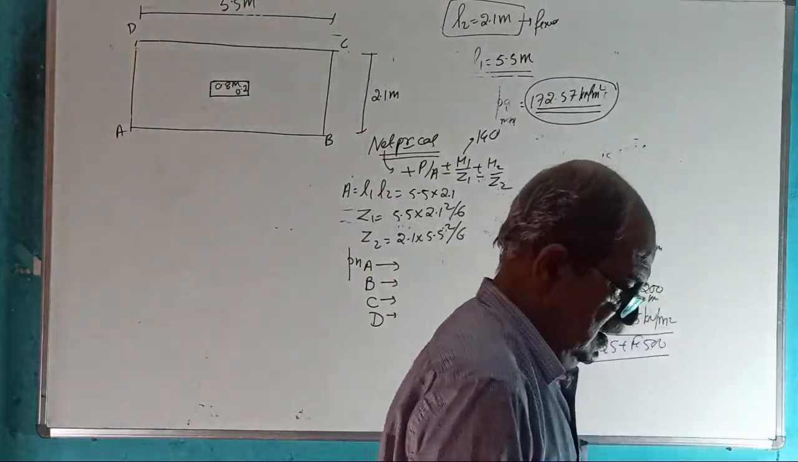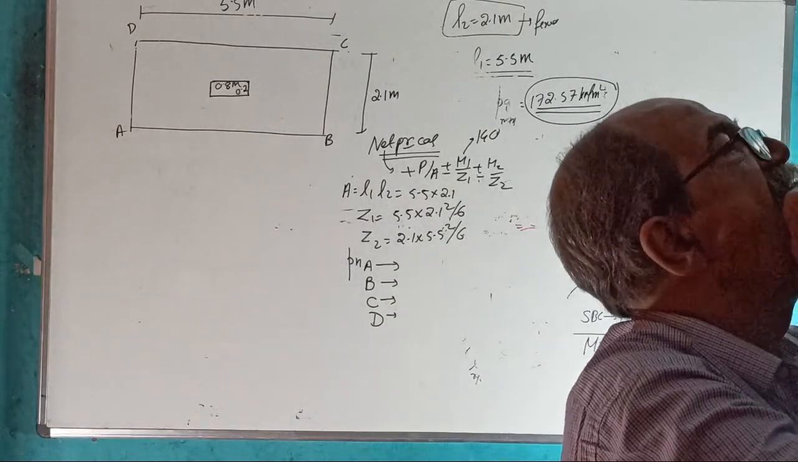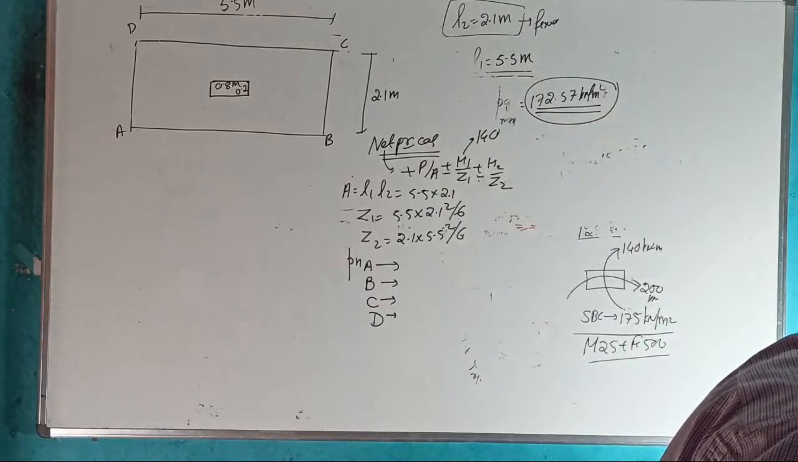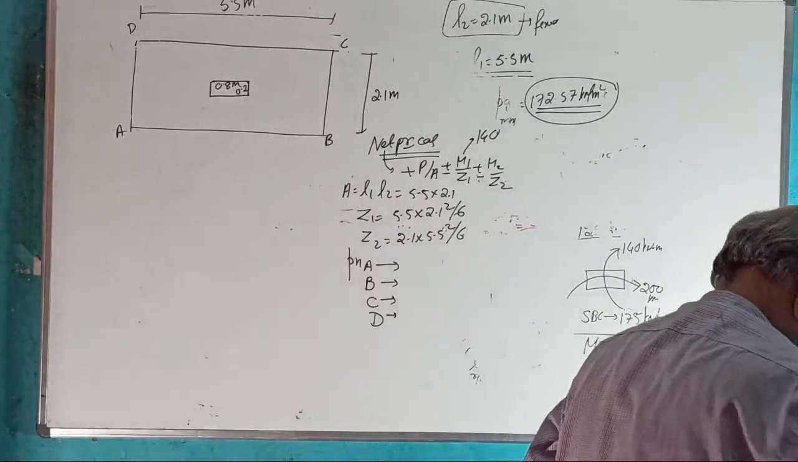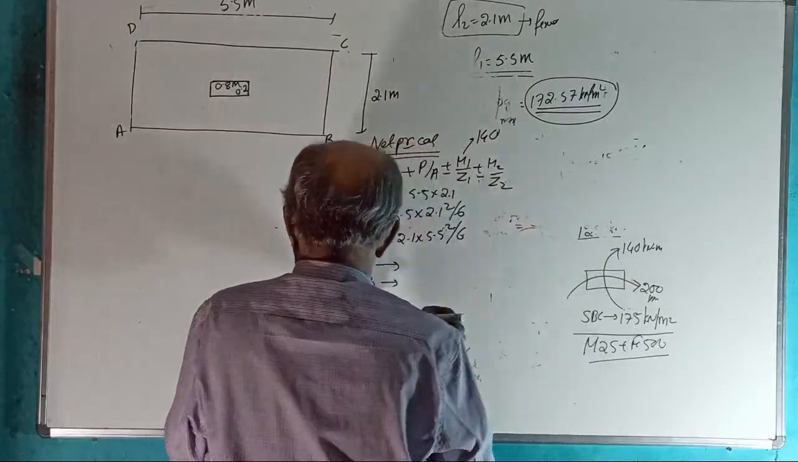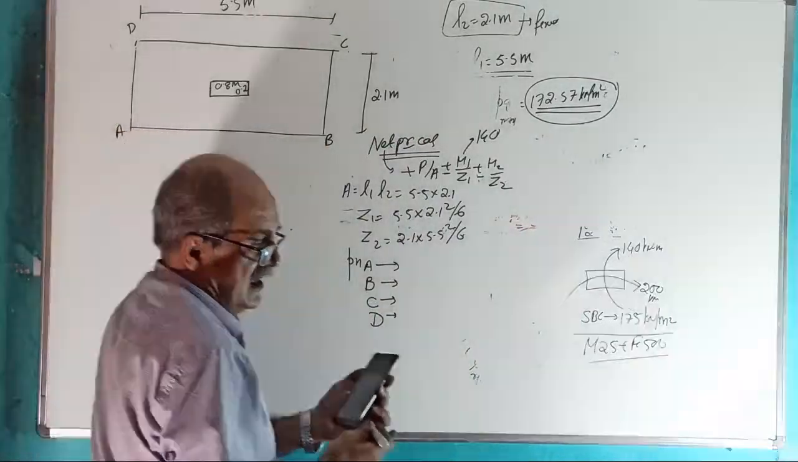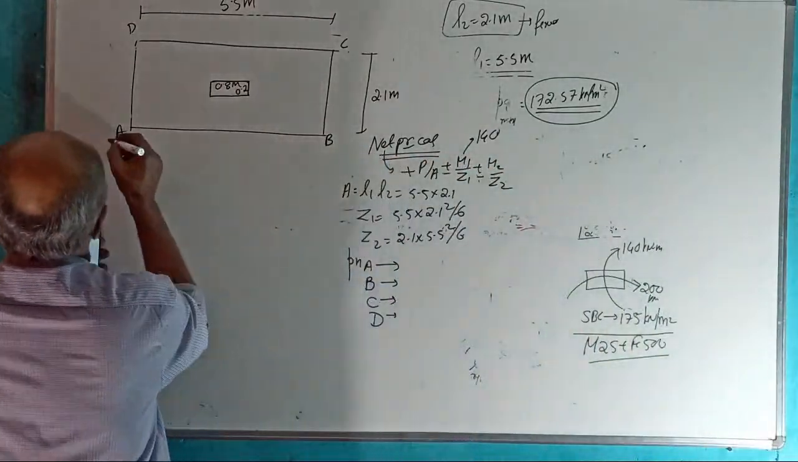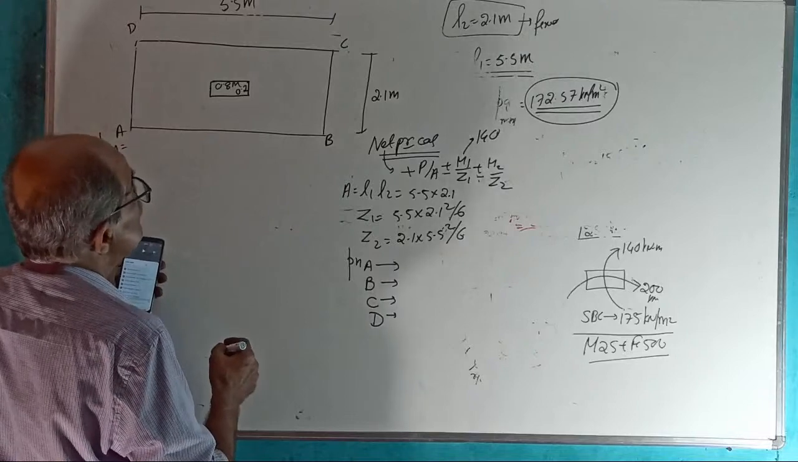Tell the answer. Net pressure. 1 minute. Net pressure at A, how much? Okay, I will enter the value here. I will write net in black color so that later I can convert it. 1 minute. I will write here, net pressure at A equal to, how much you told? 54.7. Are you sure?